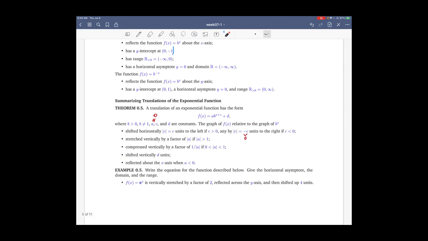And in this last example, we need to write down the equation for the function described below. It's a function e to the power x. Remember, e is the special base, roughly 2.718. In particular, it's greater than 1. And this function we stretch by a factor of 2, reflect across the y-axis, and then shift up by 4 units.